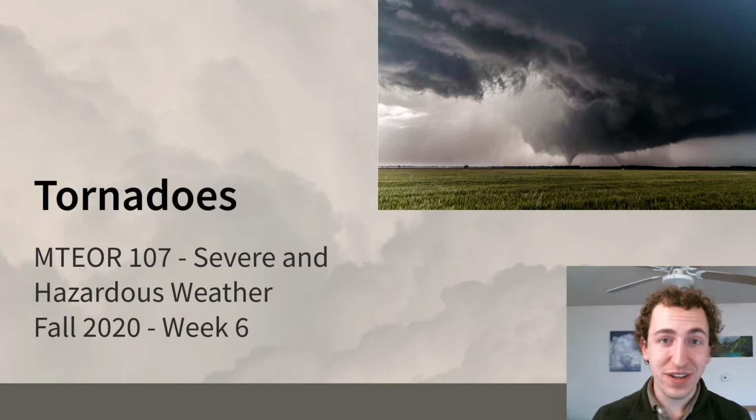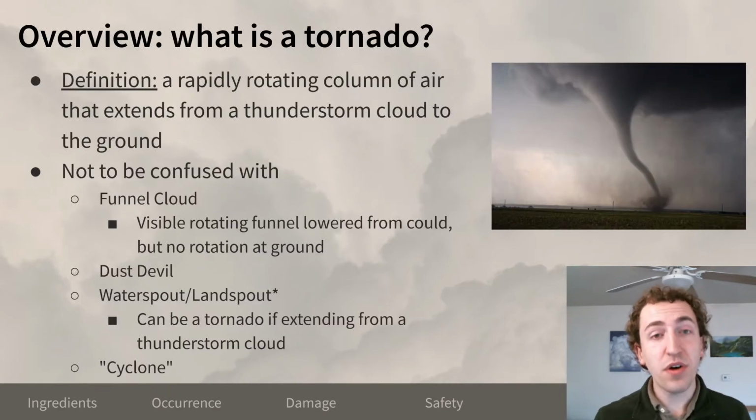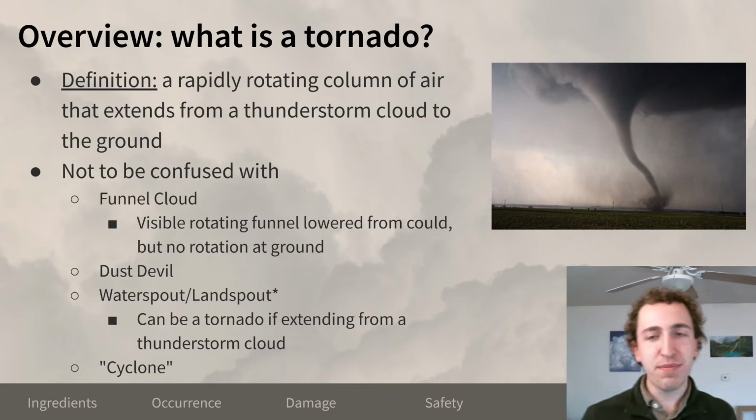We'll actually be doing 3 lecture videos this week. First one, though, right here, is on tornadoes, sort of a continuation of our severe weather and thunderstorm unit from last week. So, starting off with a general typical overview.